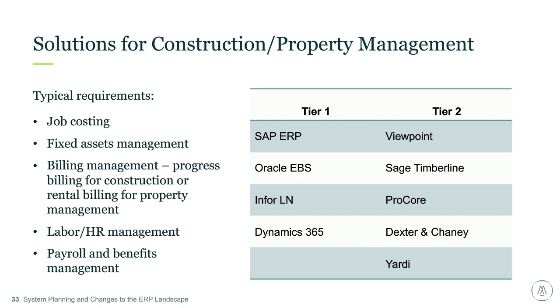Tier 1, again, your usual suspects. And Tier 2, we see Viewpoint. We see Sage Timberline, a Sage product recently rebranded as Sage for construction businesses. There's Procore and Dexter and Cheney. And Yardi. Yardi in particular is focused almost exclusively on property management.